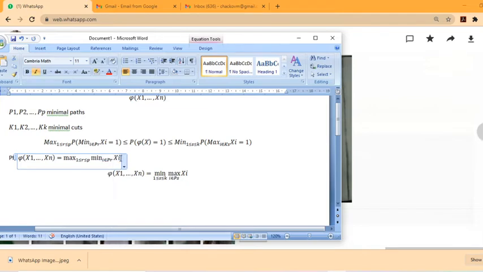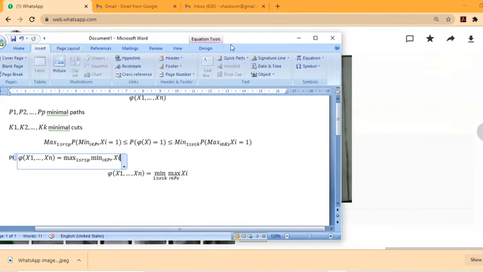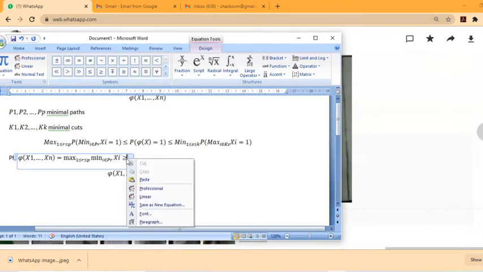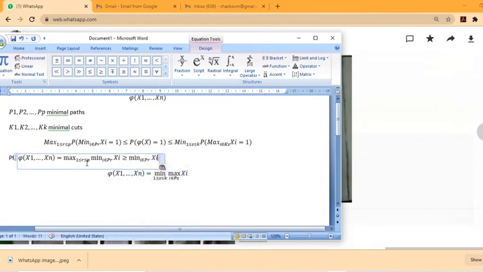So this is the maximum value. So we can put it like this: this is greater than or equal to this one, because this is the maximum representation. So if we remove the maximum term, then this will be greater than or equal to the minimum of xi.